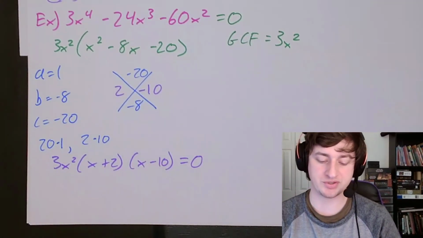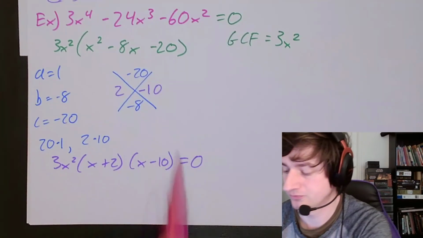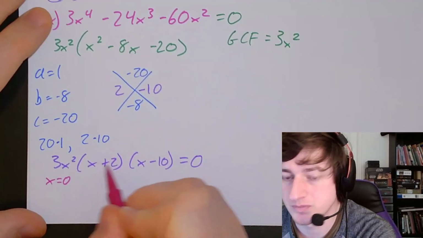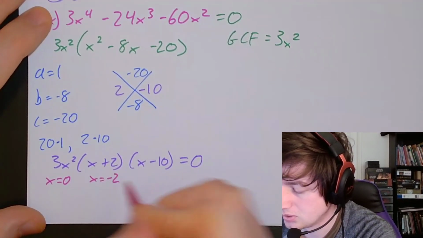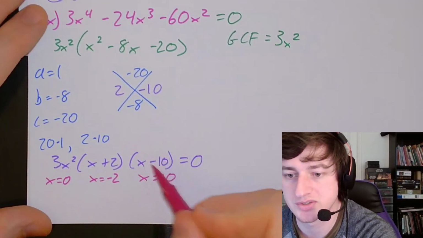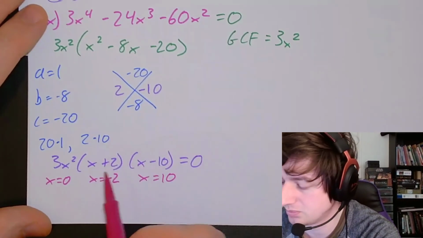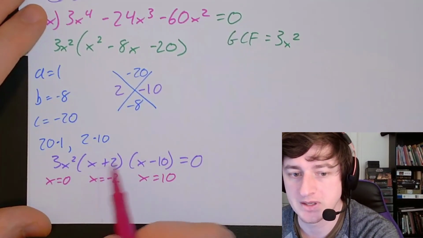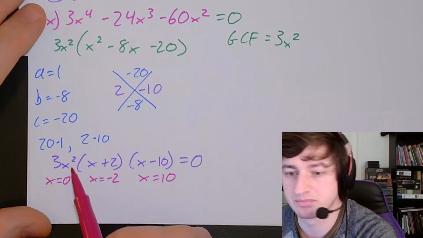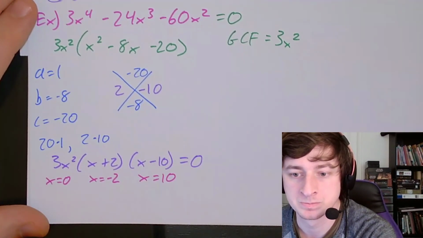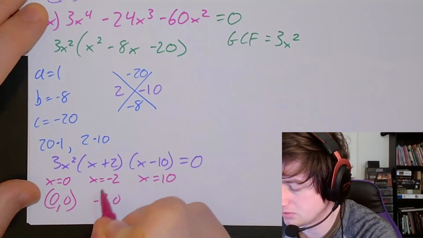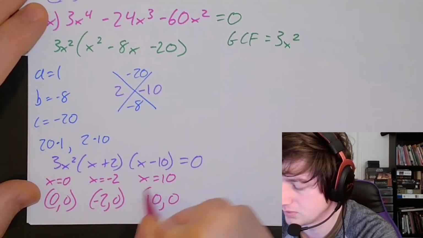Which means our solutions then are 0 from the x squared. That gives us x equals 0. The opposite of this thing, so that means x equals -2. And the opposite of this thing, which means x equals 10. If I put 10 here, 10 minus 10 equals 0, all multiplies to make 0. If I put -2 in here, -2 and 2 make a 0, everything becomes 0. If I put 0 in here, 0 squared, everything becomes 0. And so we would get the coordinate points (0, 0), (-2, 0), and (10, 0).